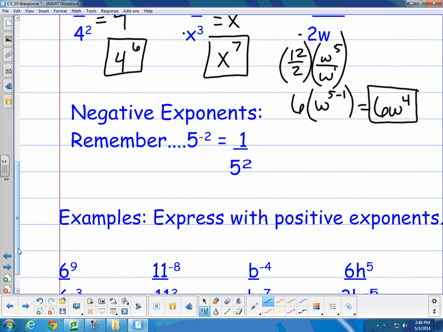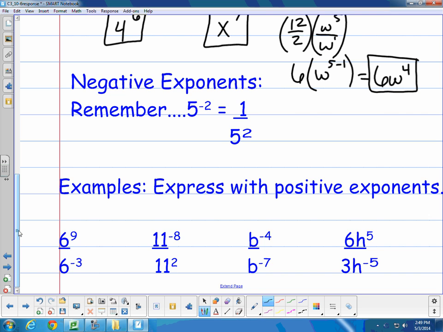Something else that's going to come up today is that we need to remember our negative exponents. We do need to remember that when we have a negative exponent, we flip it around to its multiplicative inverse, or reciprocal. So this negative 2 would then become a positive 2 in the denominator. So let's see some examples with that as well.